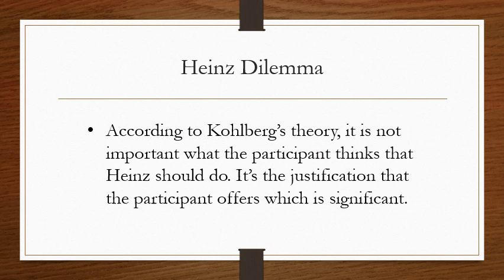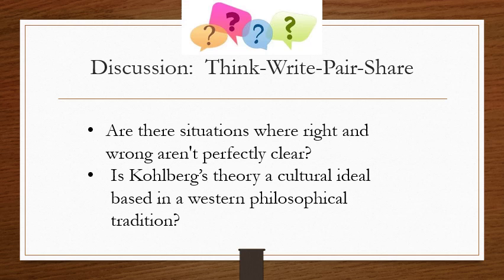So you've just watched the video on the Heinz dilemma. According to Kohlberg's theory, it is not important what the participant thinks that Heinz should do. It's the justification that the participant offers which is significant. So turn to your shoulder partner and we're going to do a think, write, pair, share. Are there situations where right and wrong aren't perfectly clear?